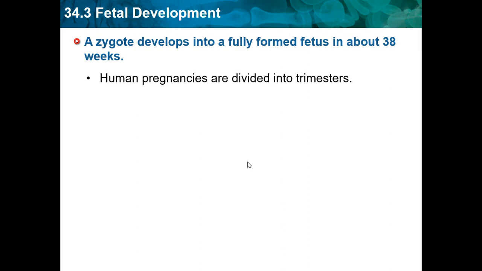Human pregnancies are divided into trimesters. So there's three of them. The first trimester, and this is stuff you have to know. So the first trimester: body plan and early development.